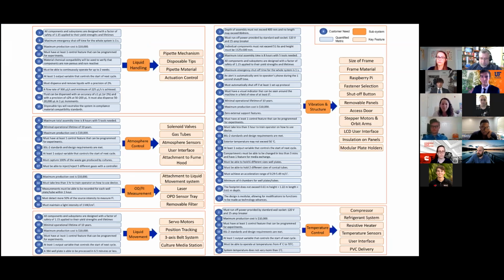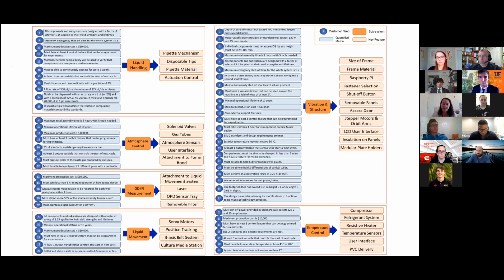We essentially broke down all 38 of the customer needs and quantified them if they weren't already, and decided to break down our design into 5 main subsystems, or sorry, 6 main subsystems, to make sure that they matched all of these needs. These were the liquid handling subsystem, the liquid handling movement subsystem, the atmosphere control subsystem, the optical density and fluorescent intensity measurement subsystem, the temperature control subsystem, and the culture vibration system, which also integrates the structure and the frame.